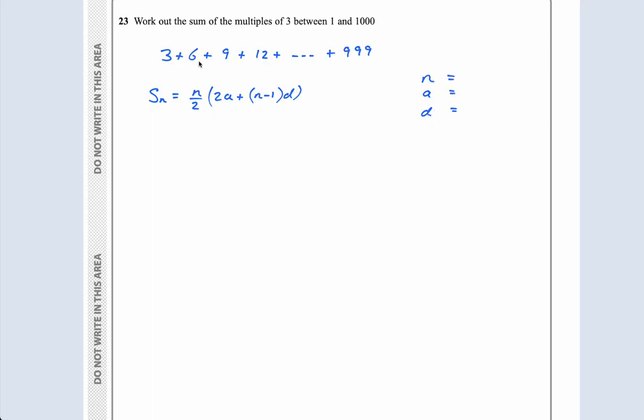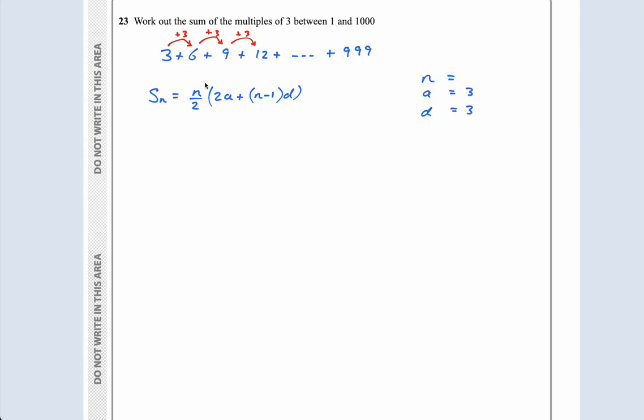Once we have the sequence, a is the first term, it's 3. d is the common difference. What are we going up in each time? Well, it's 3 as well. I add 3, I add 3, I add 3. That is the d. So d is also 3.